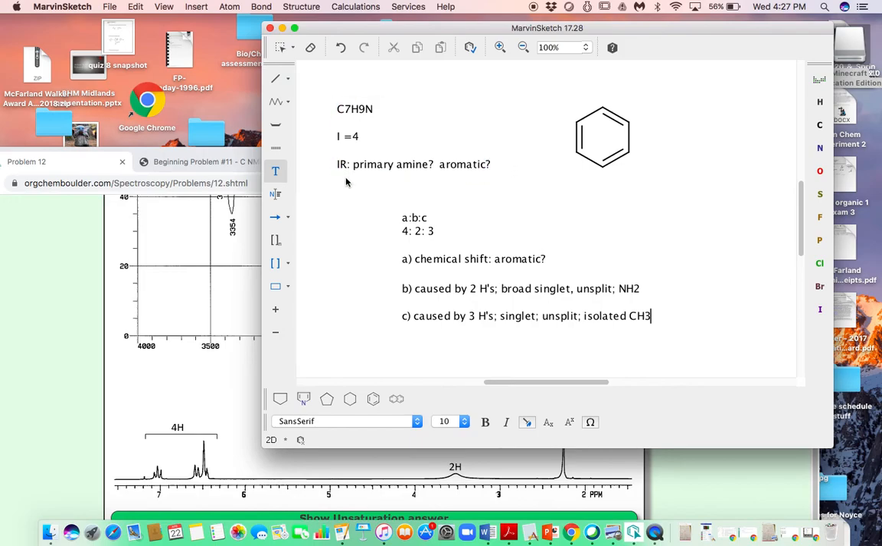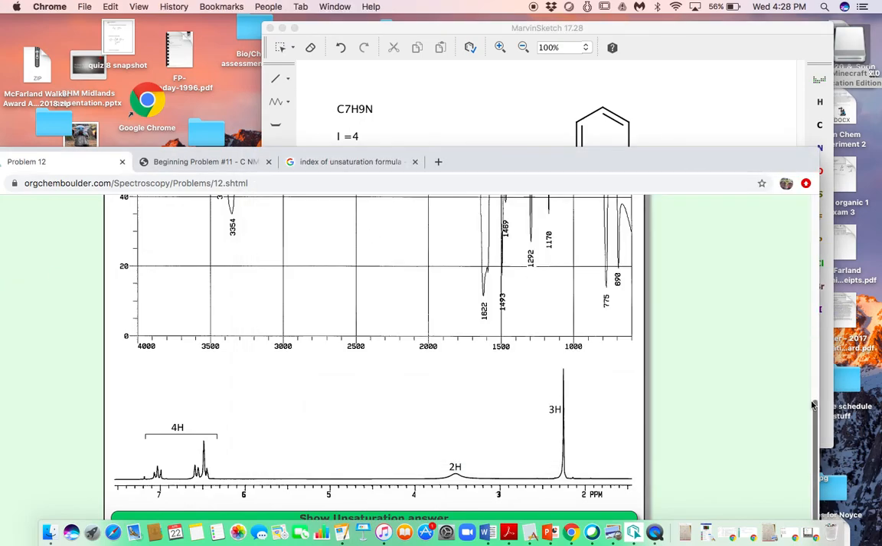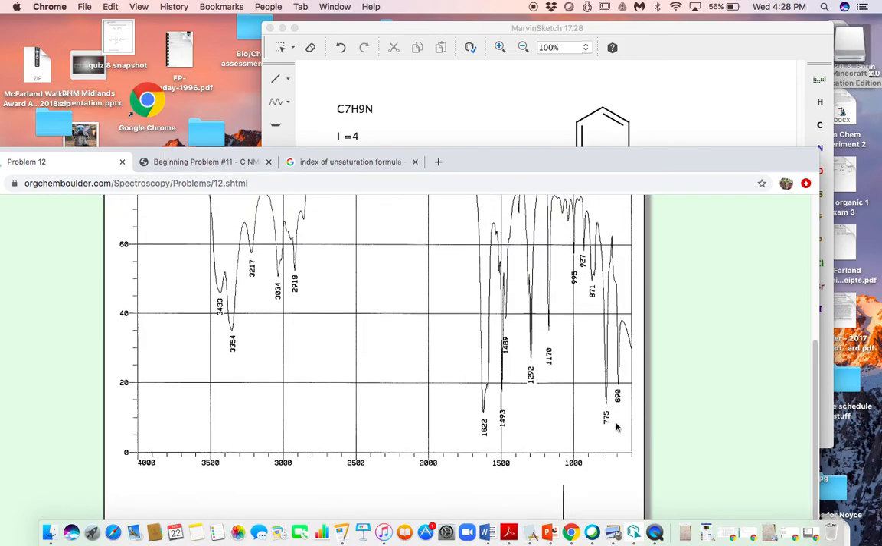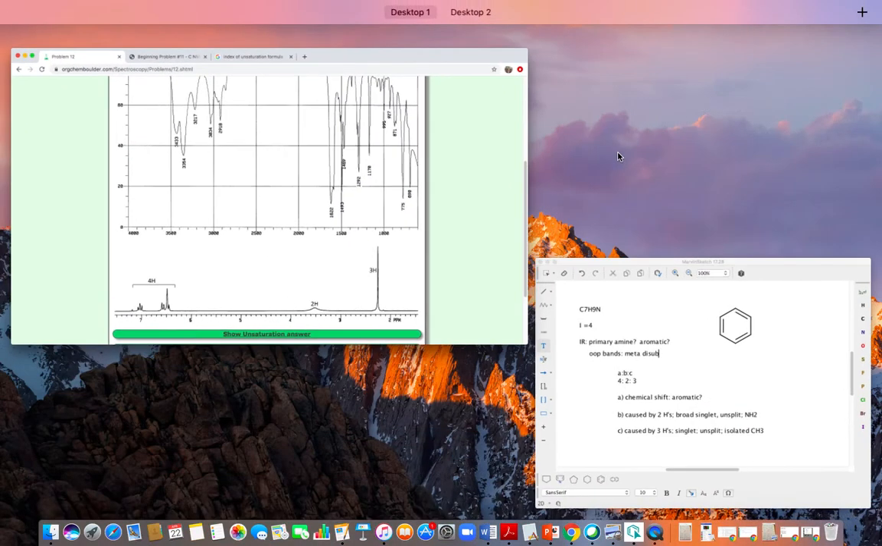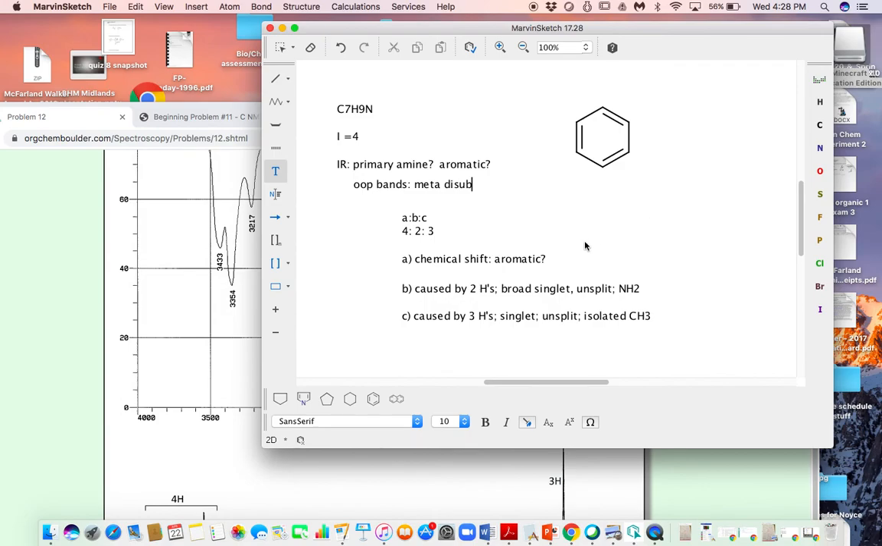Well, if you look over here back at the IR, the OOP bands correlate to the meta disubstituted. We have 2 major OOP bands here, one of them at 775 and one at 690. If you go back to the IR notes and look at the primary indications for ortho, meta, or para, that matches up very nicely with the meta disubstitution.